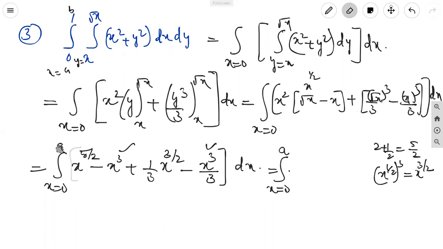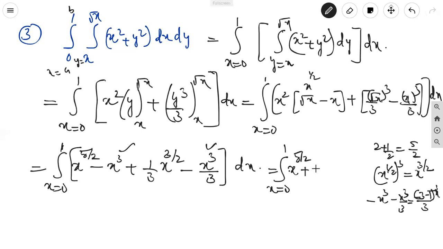They have given the value 1, 1, 1, 1. A value is 1 only. Here, minus x cube by 3. Taking LCM, 3 is the LCM. Minus 3 minus 1 into x cube, that is minus 4x cube. So x power 5 by 2 plus x power 3 by 2 by 3 minus 4x cube by 3 into dx. This is the rough work.